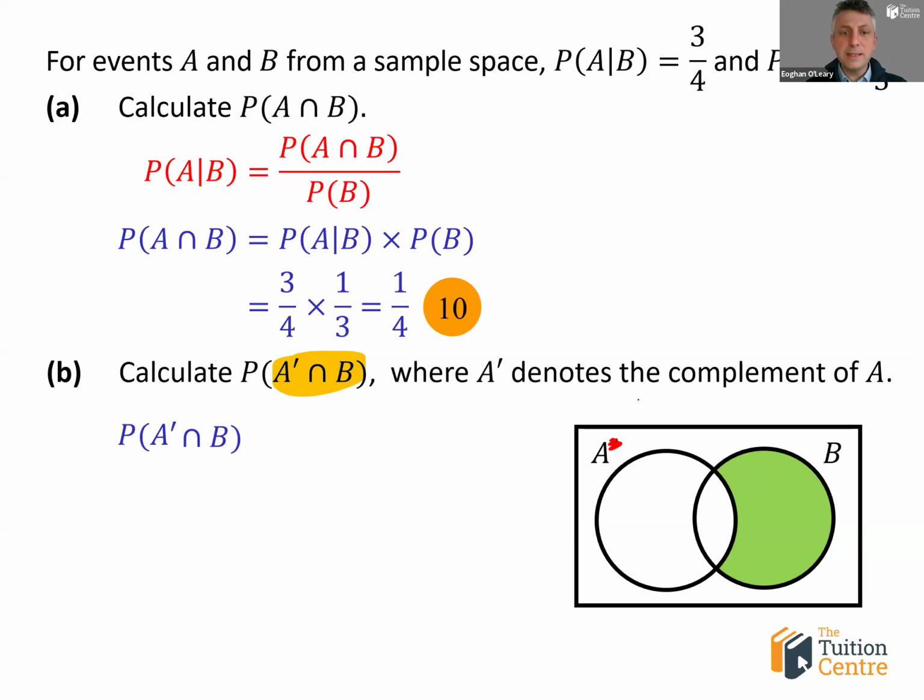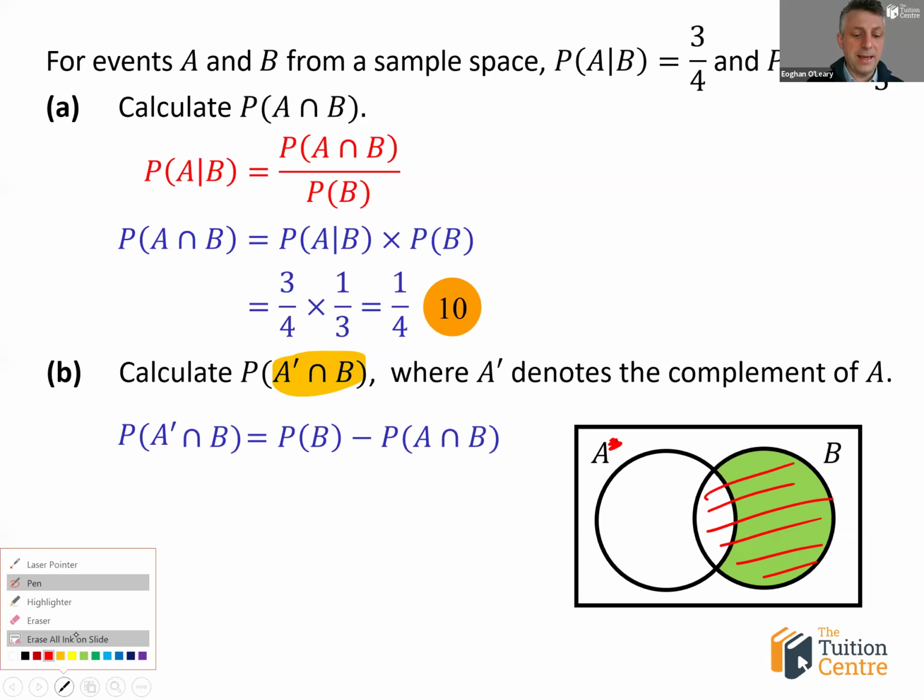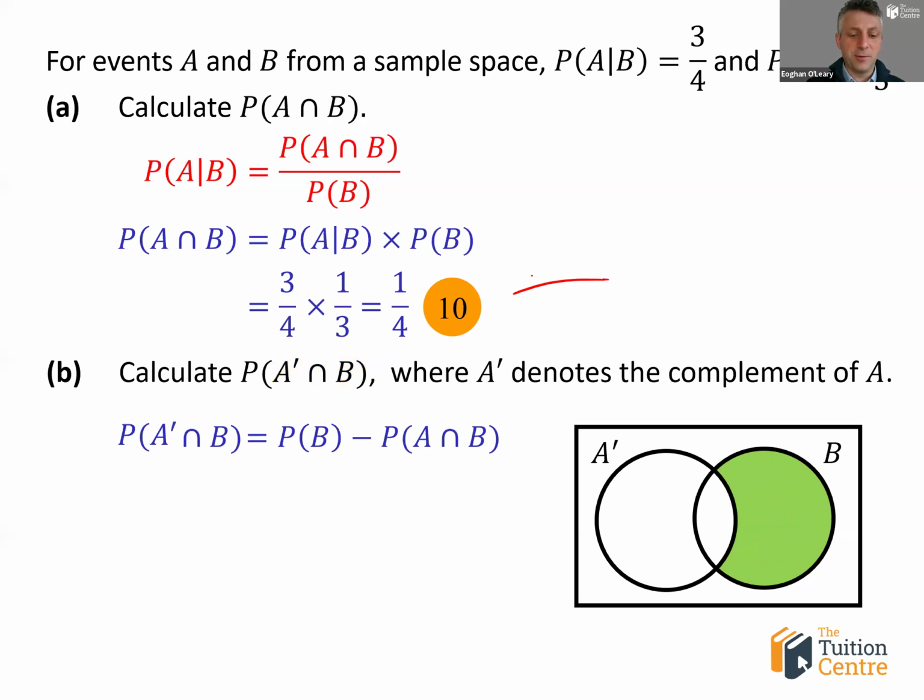So that green section represents A complement intersection B. And how we calculated it is you work out the probability of being in the entire circle B, and you take away from that the probability of A intersection B. And luckily for us, that's just what we calculate up here. So it's 1/3 minus 1/4, and it's equal to 1/12. So the probability of being over in this region is 1/12. The probability of being in the intersection is 1/4.